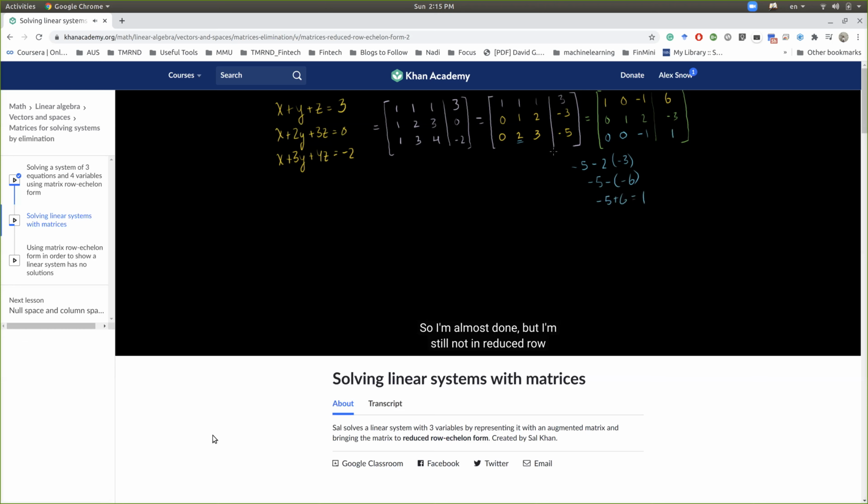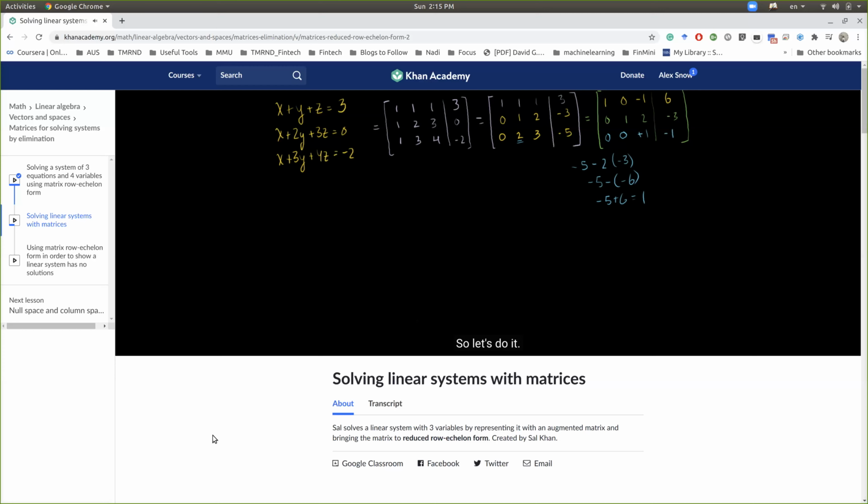So I'm almost done, but I'm still not in reduced row echelon form. This has to be a positive 1 in order to get there. It can't be anything other than a 1. That's just the style of reduced row echelon form. And then these guys up here have to be zeroed out. Well, the easy thing to do, let me just multiply this equation by minus 1. So then this becomes a plus 1, and then that becomes a minus 1. And then I just need to zero out these two guys up here.